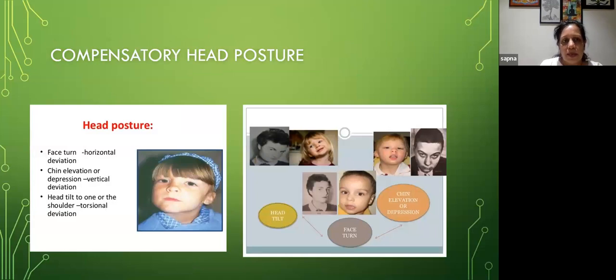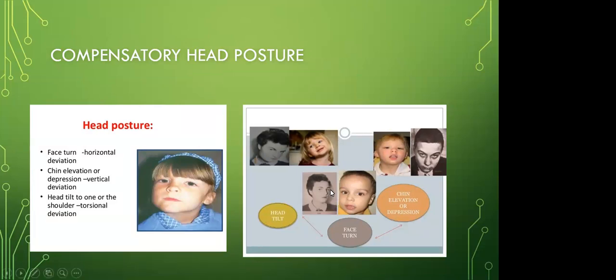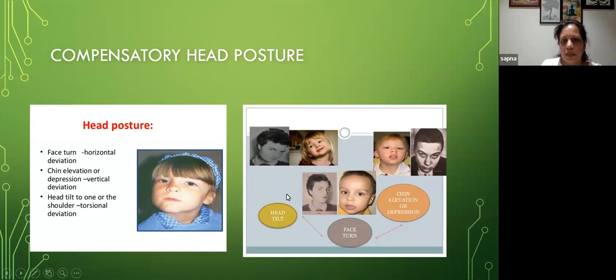Look for compensatory head postures. The face turn is for horizontal deviations, like we have it here. This is face turn to the left, face turn to the right. Chin elevation is for the vertical deviation. This is the chin elevation and the chin depression. And this is the head tilt to one side, to the right shoulder or the left shoulder.